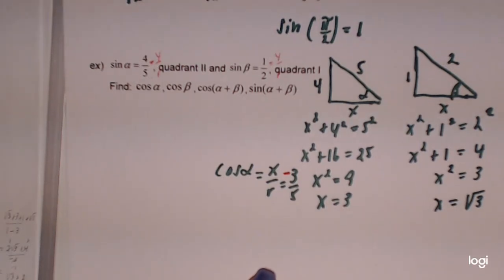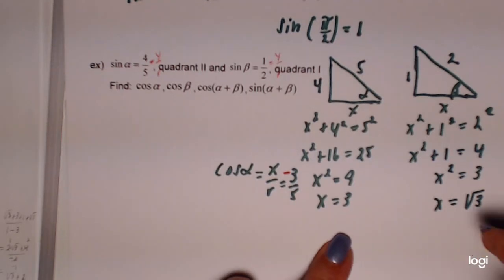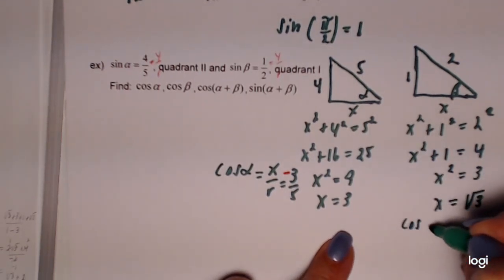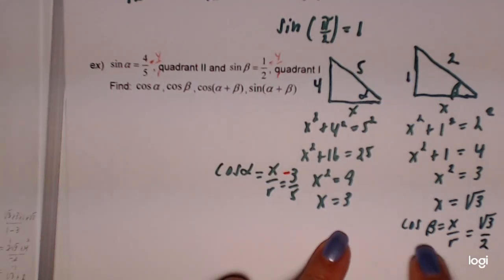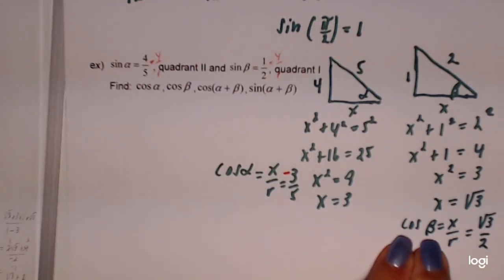And now, again, we did this so we can evaluate the cosine. So the cosine of beta is x over r. X is square root 3, and our r is 2. So the cosine of beta is square root 3 over 2.